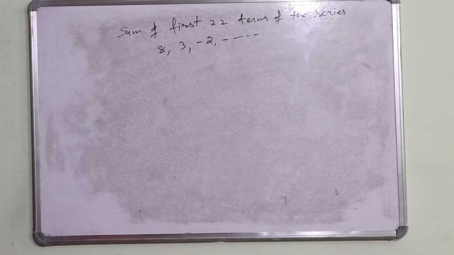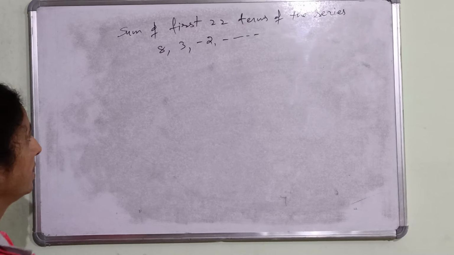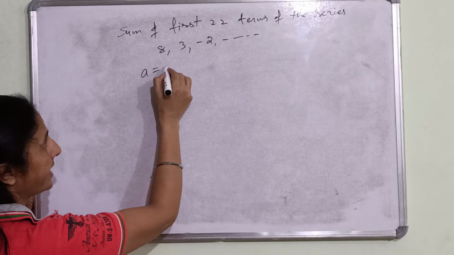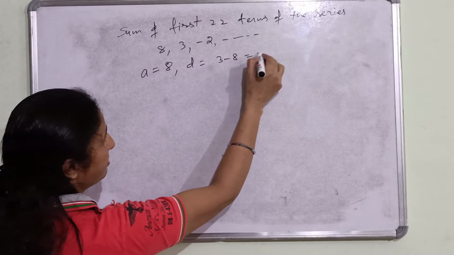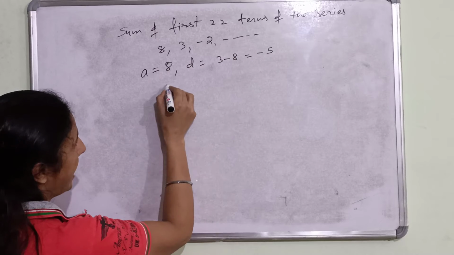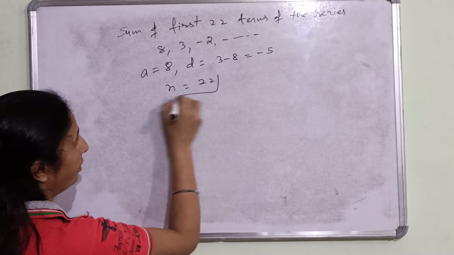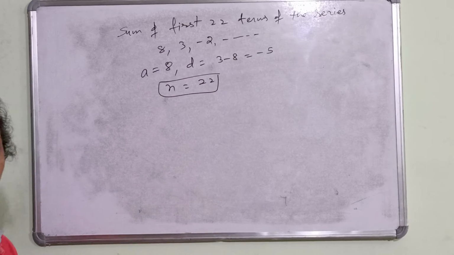Now we have only 3 terms, but we have to find the sum of 22 terms. So first we have to find A. A is 8, and what is D? D means 3 minus 8, which is minus 5. And what is N? N is given as 22, and we have to find the sum.